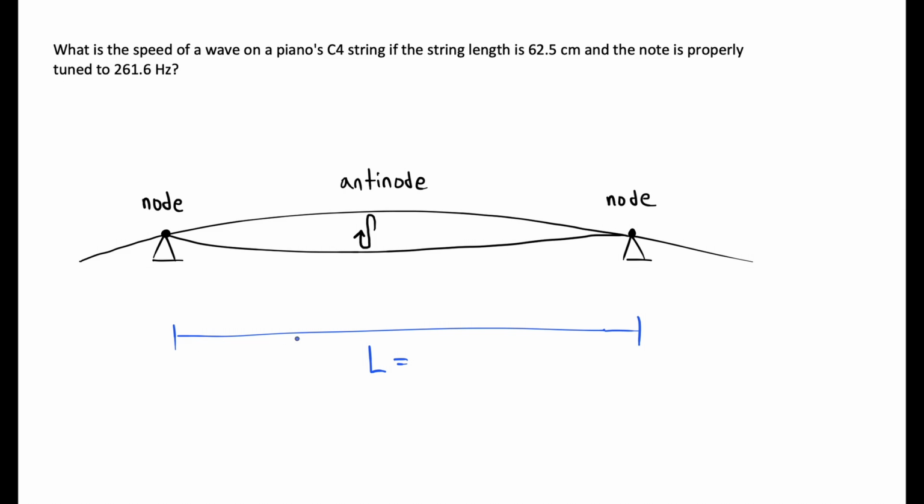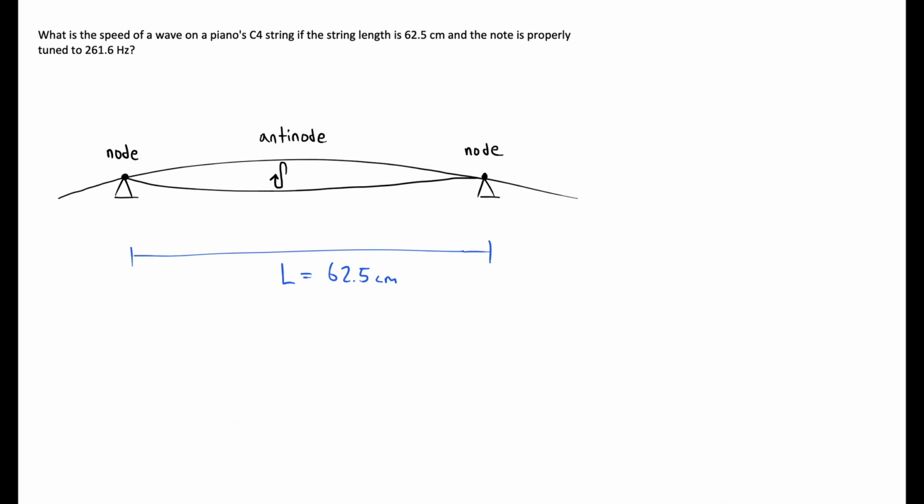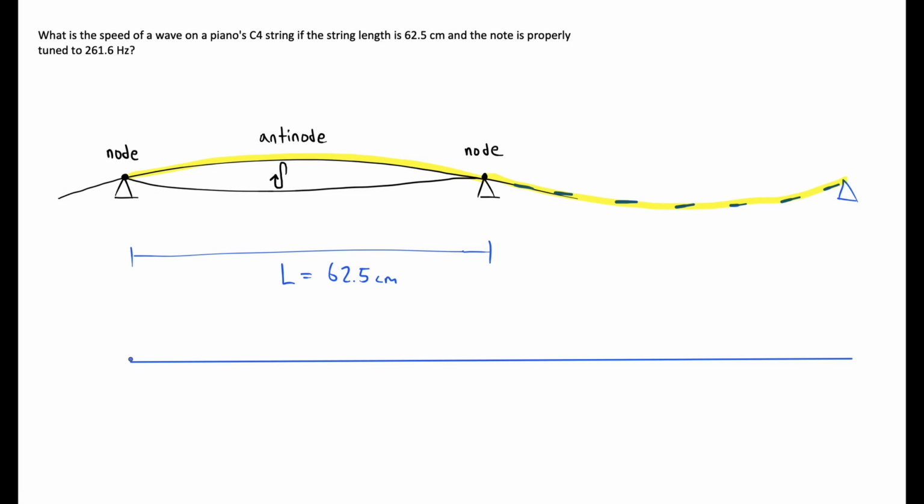So the problem is saying the length of the string from one node to the other is going to be 62.5 centimeters. But that is not the wavelength of this string. In order to show the complete wavelength, we have to show that this is only 1/2 of the wavelength. We have to imagine that there could also be a trough, and this trough will complete the rest of the wave. So our actual wavelength becomes 2 times the length of the string.